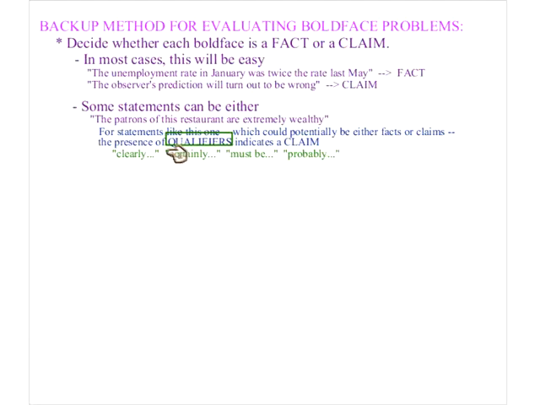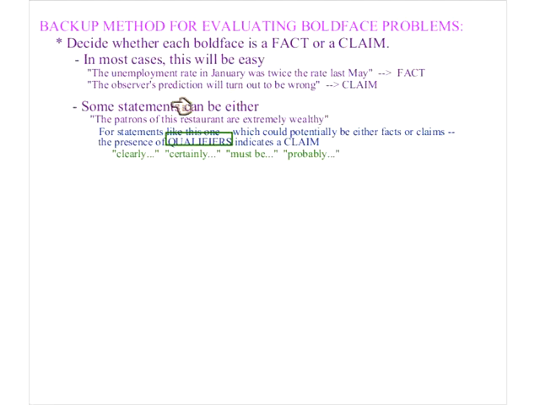Okay, so sorry for that brief delay. Here's an example. If you go back up here, if you just say the patrons of this restaurant are extremely wealthy, that's probably a fact, because if you just declare that, then there must be some solid evidence for that. But if you have a passage that says the patrons of this restaurant must be extremely wealthy, that's a claim, because they're going to be making that claim based on observations. If you say must be, that means you're seeing the cars they drive, or you're seeing the food or wine they buy, and you're inferring that they must be wealthy.